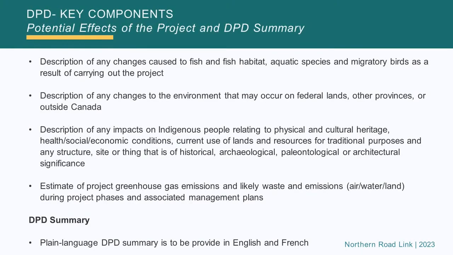As we move along here, another requirement is to identify potential effects of the project, and then there needs to be a detailed project description summary. So when we talk about potential effects, we're talking about things like description of any changes caused to fish and fish habitat, aquatic species, and migratory birds as a result of carrying out the project. It could also describe any changes to the environment that may occur on federal lands or other provinces or outside of Canada.